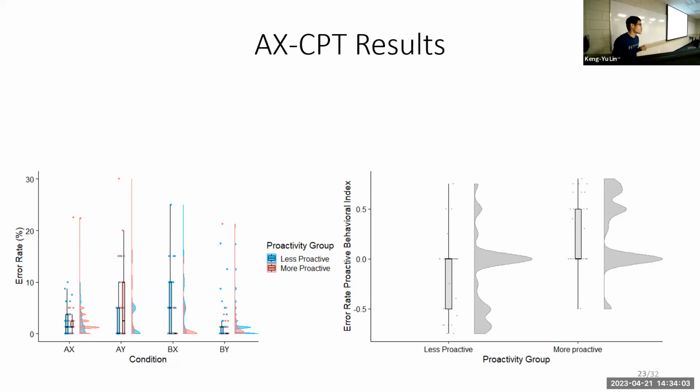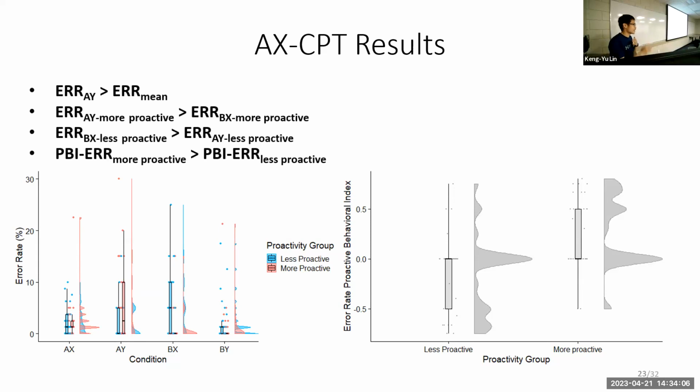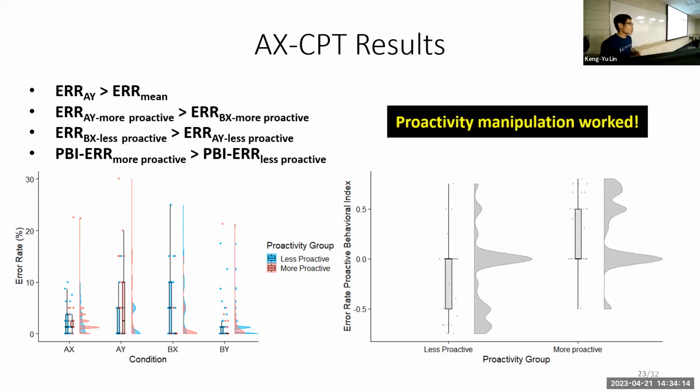And this visual inspection is verified by our statistical result, as you can see here. Again, if you are interested, I'm happy to talk about the reasoning, but the essence of the result shows that our proactivity manipulation worked, right? So this is exciting because it means that our AXCPT manipulation worked, so it makes sense for us to look further at sentence processing. And we want to know if our manipulation can spill over to sentence processing.